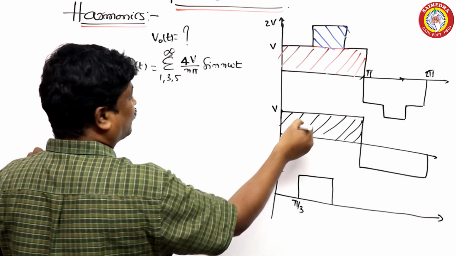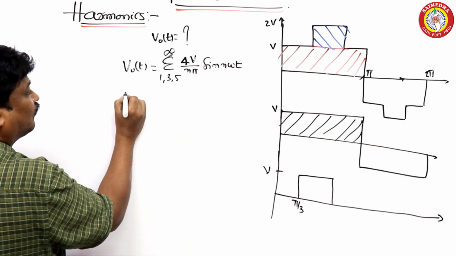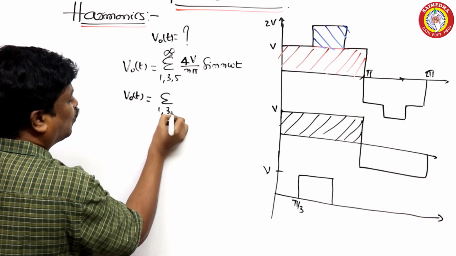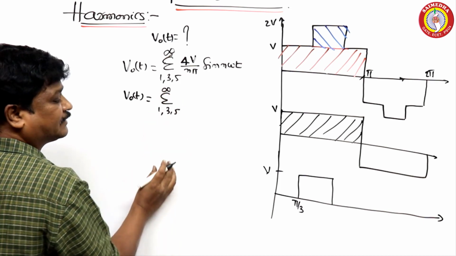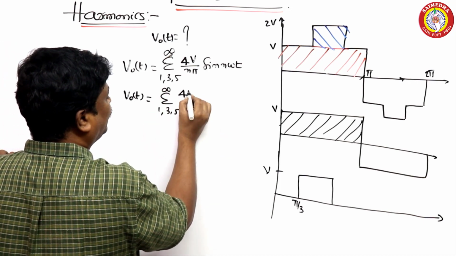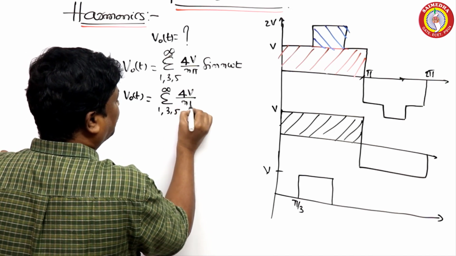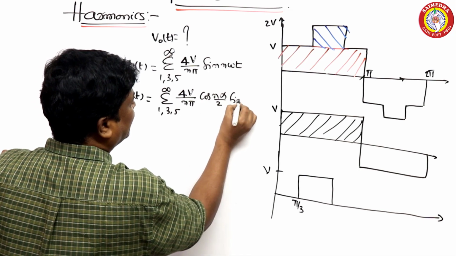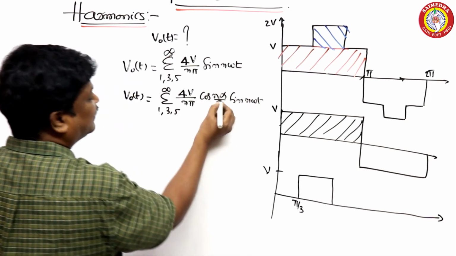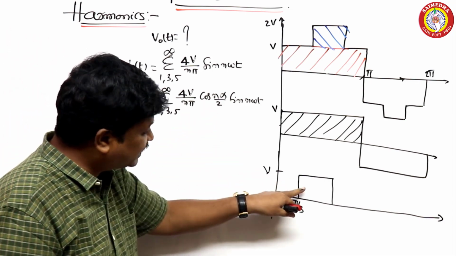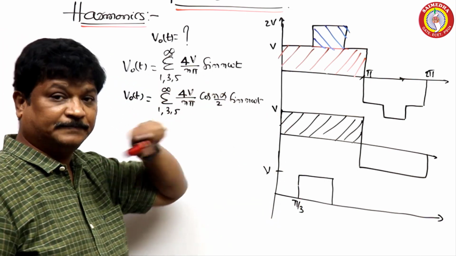For this quasi square wave, what we got? V naught of t is equal to sigma n equal to 1, 3, 5 to infinity. What expression did we get for that one? 4V divided by n pi cos n alpha by 2 sin n omega t. This additional factor we got. This is for the quasi square wave. This is for this one.